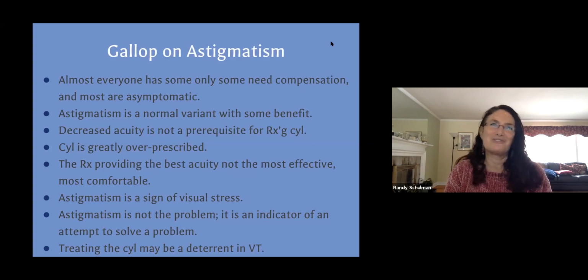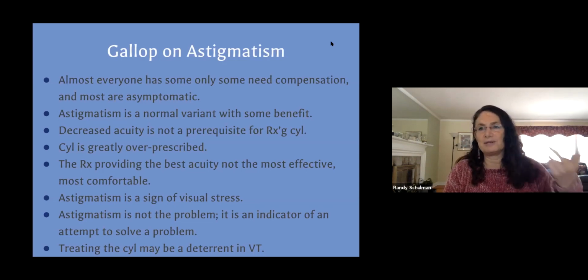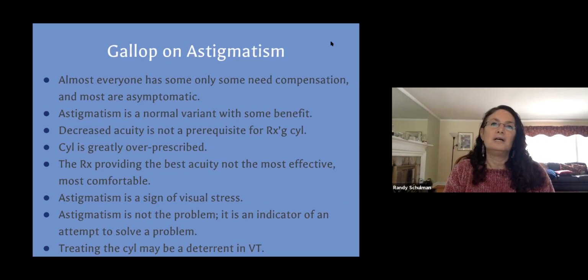searching for it when they're 20/15. It's a normal variant, and there's some benefit. If you think about it, if you have 2 focal points, you actually can get things clear at near or at different distances. And just because you have a slight decrease in acuity does not mean that you should prescribe cylinder. He likes to say that it's overrated and overprescribed.